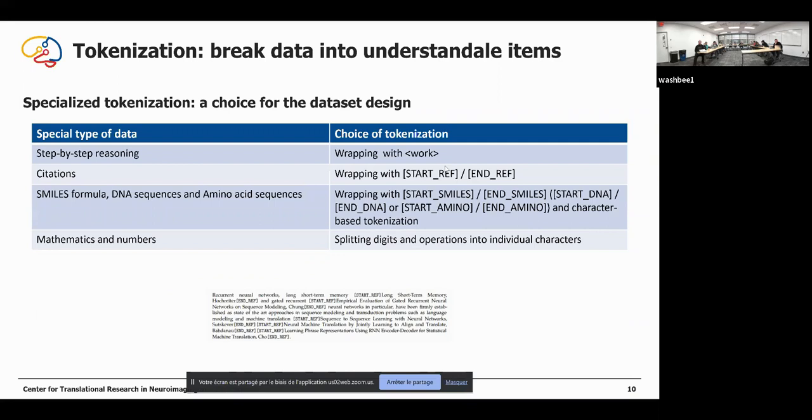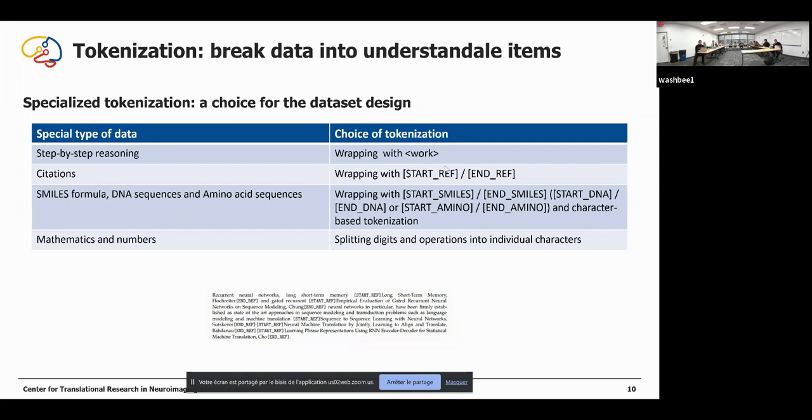So now that we have talked a little bit about the dataset used for the model, Meta AI tries to explain what kind of tokenization they use. Because the data set is composed of different sources of data, they try to create specialized tokenization to be able to understand each item. And for that, it seems that there are four main kinds of specialized tokenization.